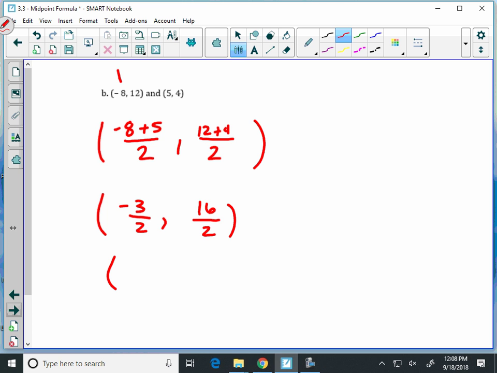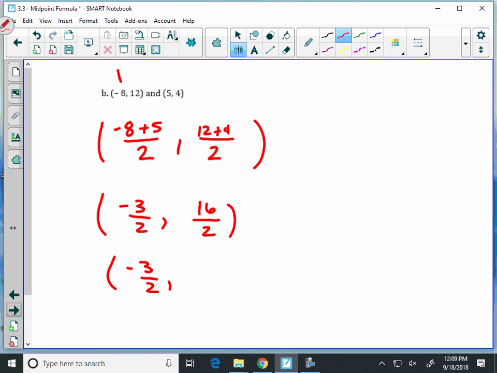What's negative 3 over 2 as a decimal? I don't care how you write it. You can leave it as negative 3 over 2, or you can write it as negative 1.5. I think it's easier just to leave it as negative 3 over 2. But you might check it in your calculator, and your calculator will give you negative 1.5. That's totally fine. I'm not too picky about fractions and decimals unless the directions specify.